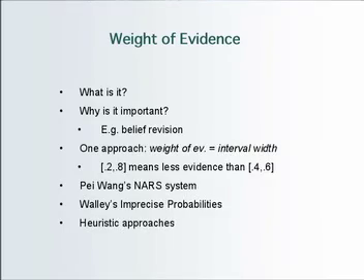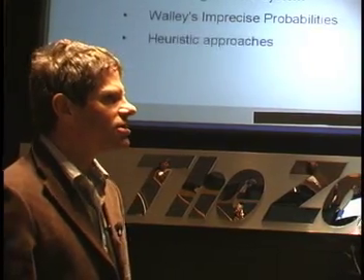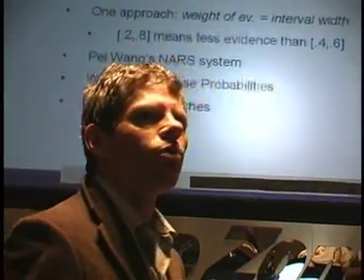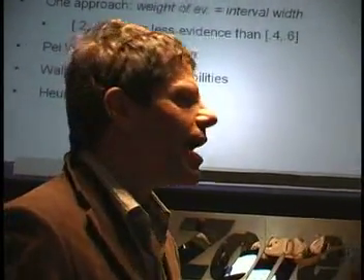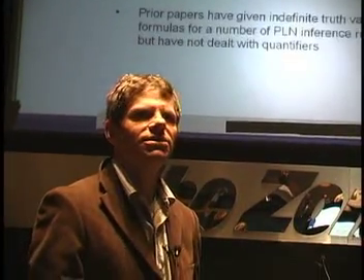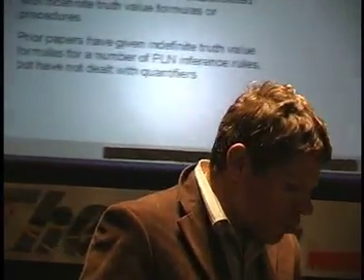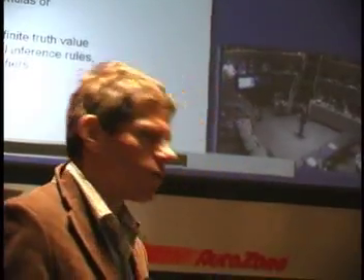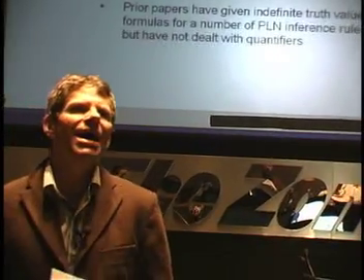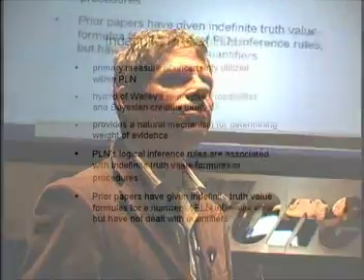Peter Walley developed a system based on envelopes of beta distributions, which he called imprecise probabilities. We'll look at that a little bit. And then some more heuristic approaches to getting at weight of evidence. Some key points: within Probabilistic Logic Networks, PLN, we have multiple truth value types. The main truth value type that we use is what we call indefinite probabilities.